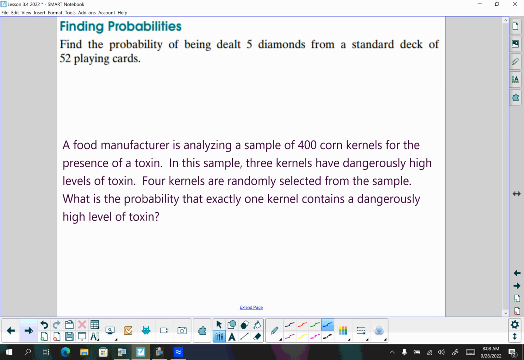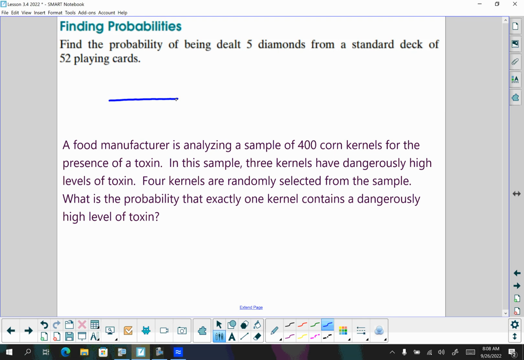Okay, last thing we're going to do then is find probabilities with combinations. All right, so it says find the probability of being dealt 5 diamonds from a standard deck of 52 playing cards. Okay, my denominator is all the different hands of 5 cards that I could possibly get. Does it matter what order the cards are dealt in to make a hand of cards? Order doesn't matter. Doesn't matter what I hand you first, second, third, fourth, or fifth. It's still the same hand.